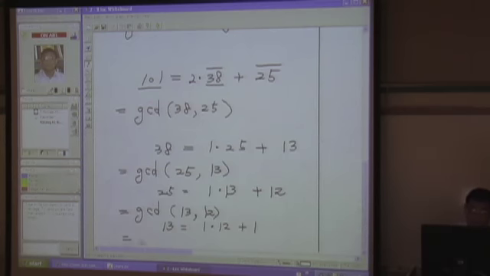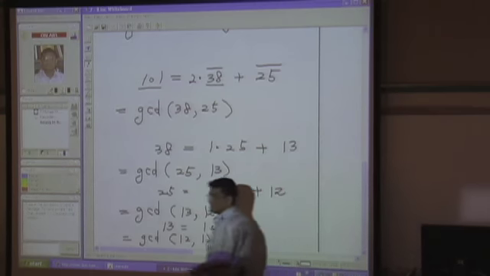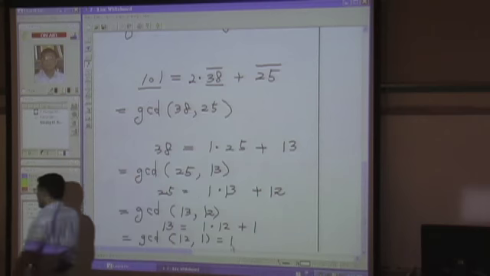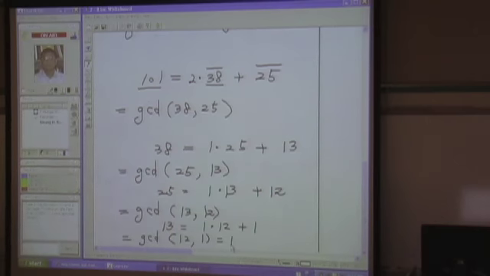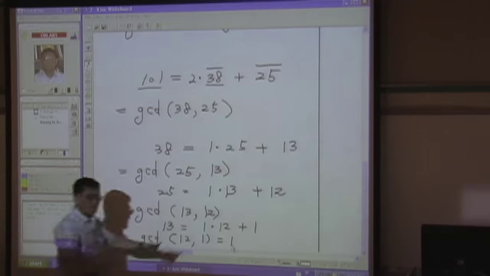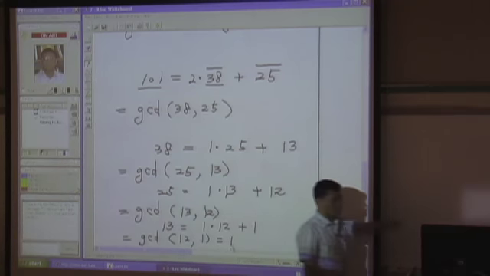Then it is GCD of 12 and 1, and 1 is the GCD of that. So as you can see, once we know one theorem, we don't stop there. We apply the theorem over and over and over again. In other words, the top statement, I will pause and then go up to the top statement.